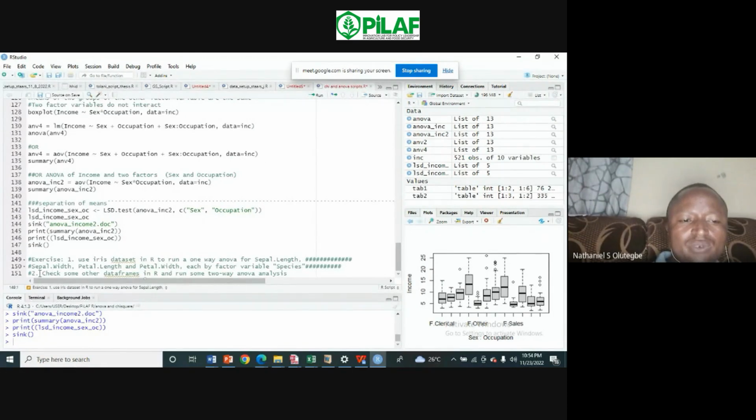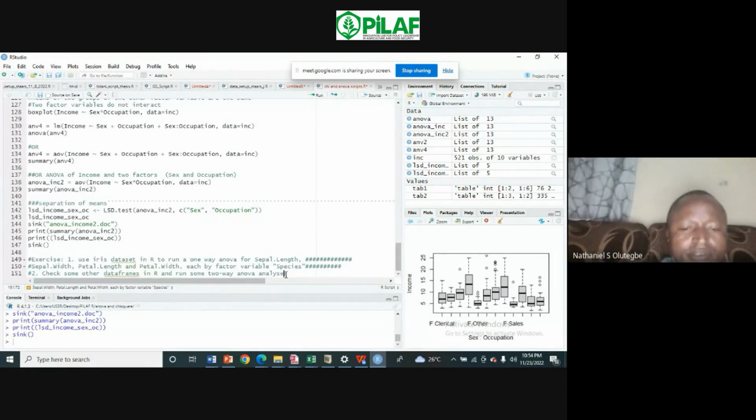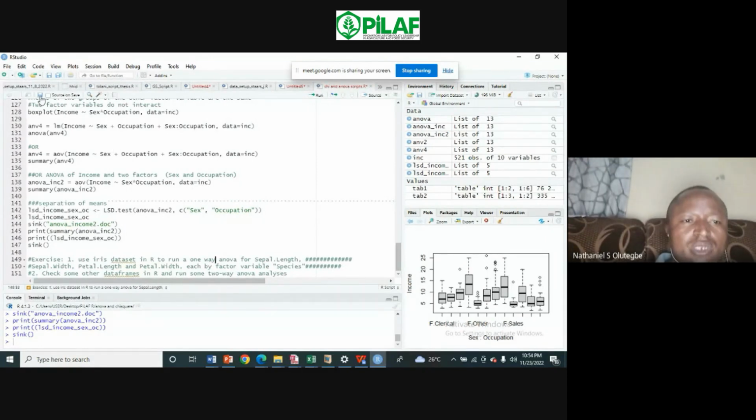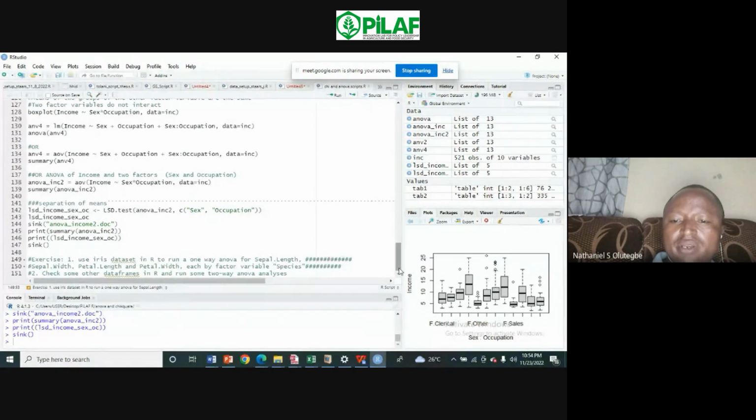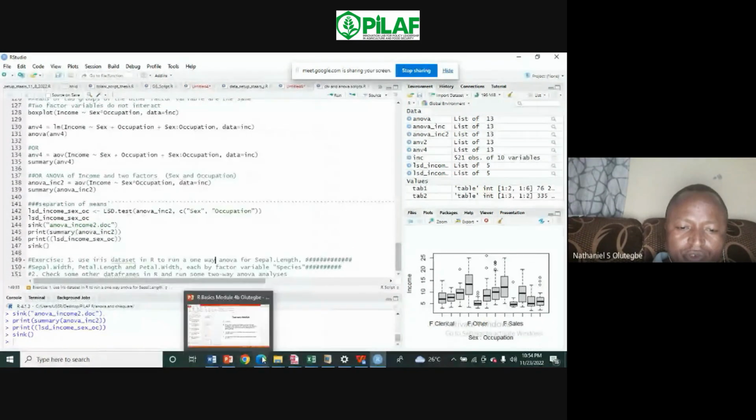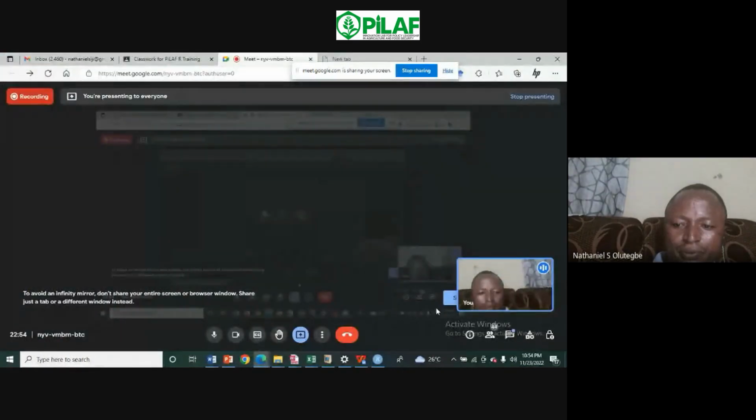Then number two is that we check some other data frames in R and run some two-way ANOVA analysis. Okay, so that is the end of the class, at least from me. We have about 6 more minutes, within which I think I will have to entertain one or two questions before we eventually wrap it up for today.